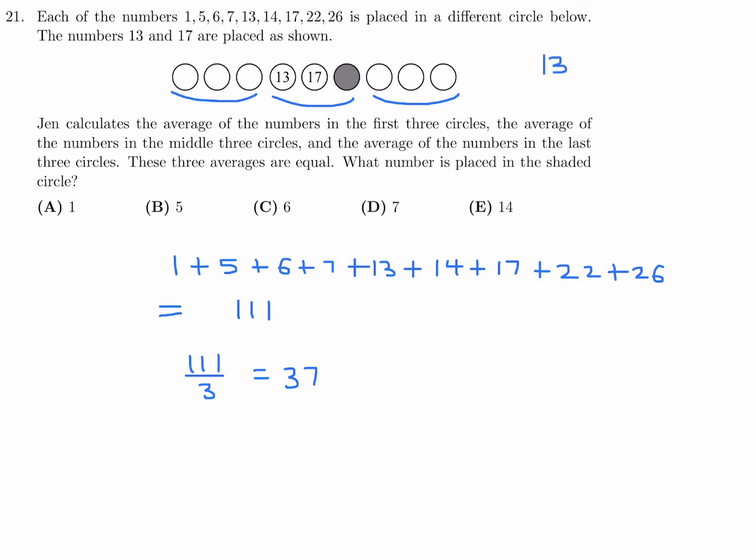So that means 13 plus 17 plus that circle, let's say x, is 37, and therefore x is 7. So this number that goes in the shaded area is 7. And just for the sake of completeness, you can make the other ones 5, 6, and 26. That will add up to 37. And 1, 14, and 22. That will add up to 37. And when you take the average of those, they will all be the same. So number 21, the answer is 7. That's choice D.